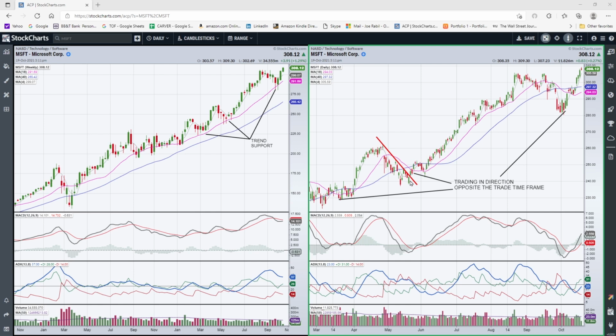So break of the trend line would be 1. And then coming back to test would be 2, turning back up and taking out this prior high would be 3. So these are the types of things I think you want to be on the lookout for.